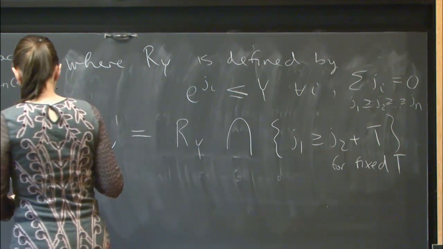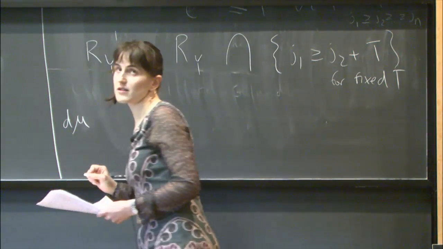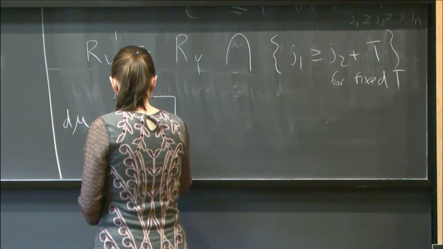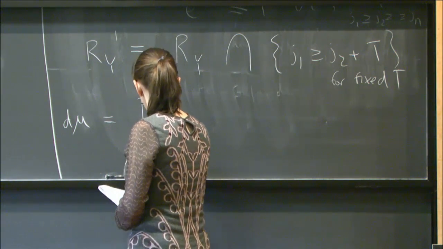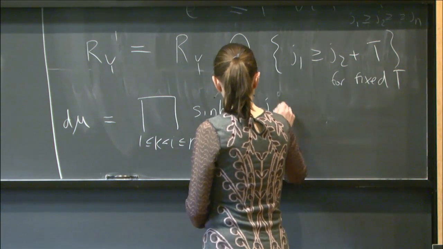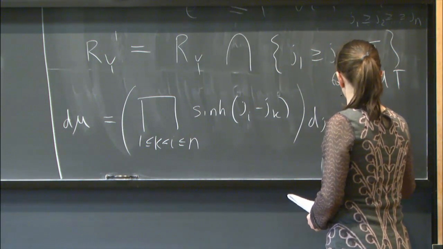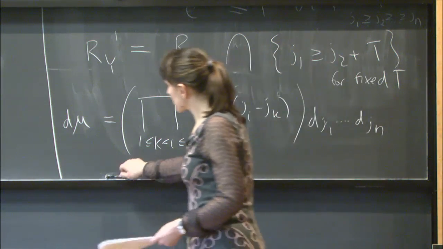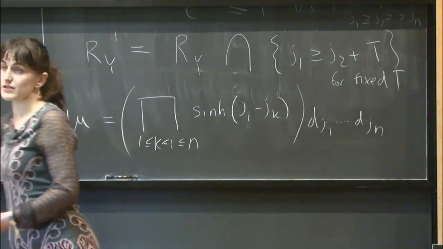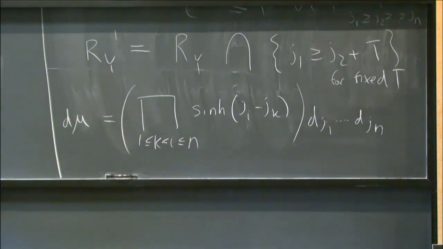Okay, and what is mu? So this dμ is Haar measure on SL_n(R), and let me write down what that is really quickly as well. This is the product over k less than i between 1 and n of sinh(j_i minus j_k) dj_1 through dj_n. Okay, so the really nice thing about this Haar measure is it's defined in terms of these singular values, and these regions are also defined in terms of those singular values. So these integrals are quite doable to compute.